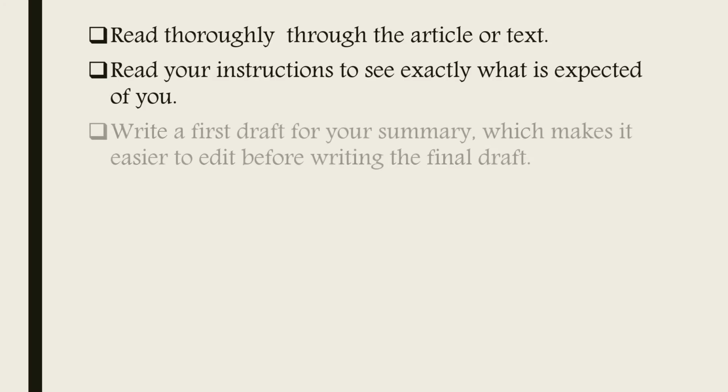Before you start writing your summary, read thoroughly through the article or text and make sure that you understand the contents of the specific article or text. When you are done reading through the article, read your instructions to see exactly what is expected of you. Make sure you understand the question so that you know which facts to identify. Then, when you're done reading through the article, write a first draft for your summary. By writing a first draft, it just makes the editing process much easier before you do the final draft.